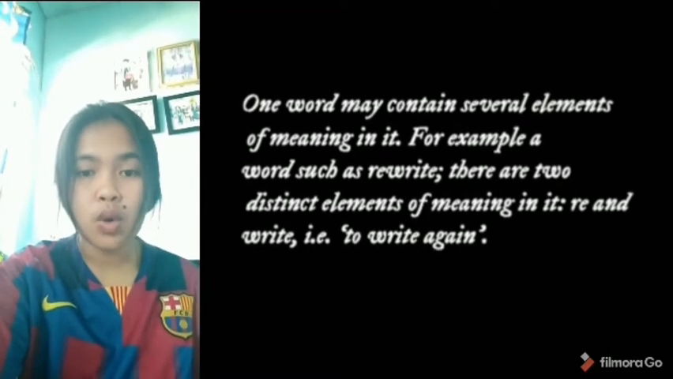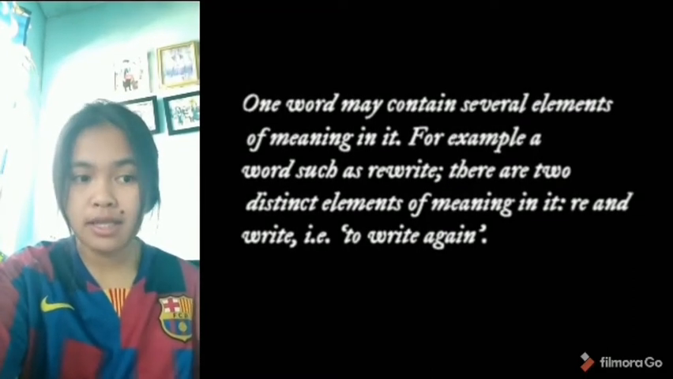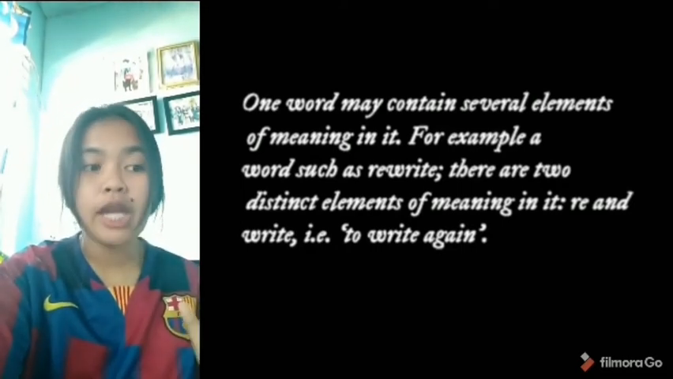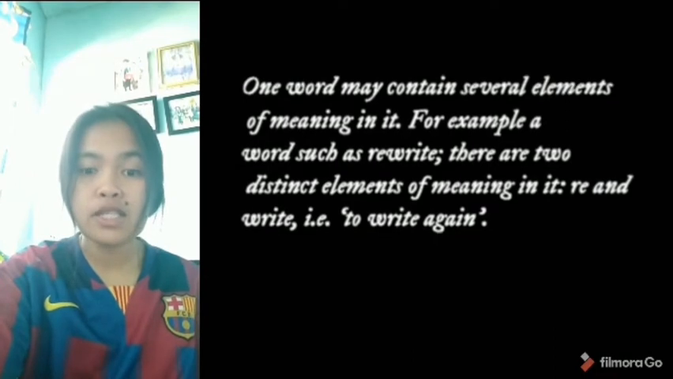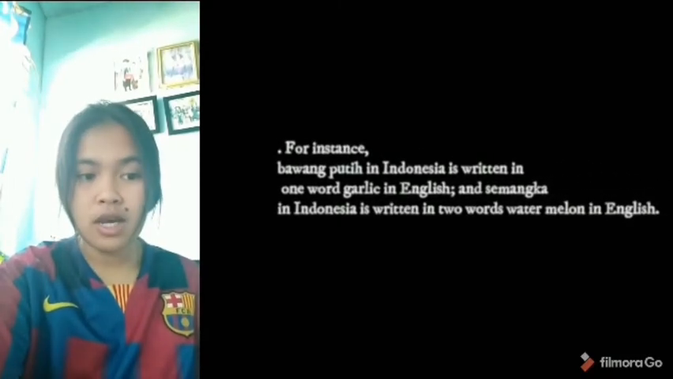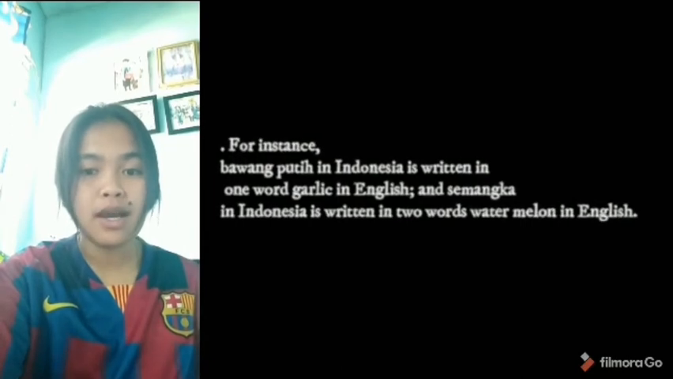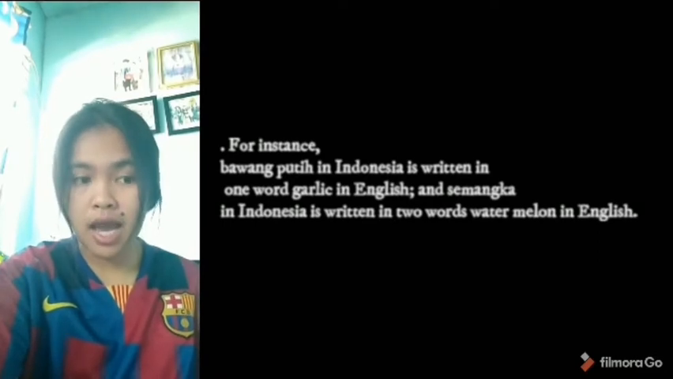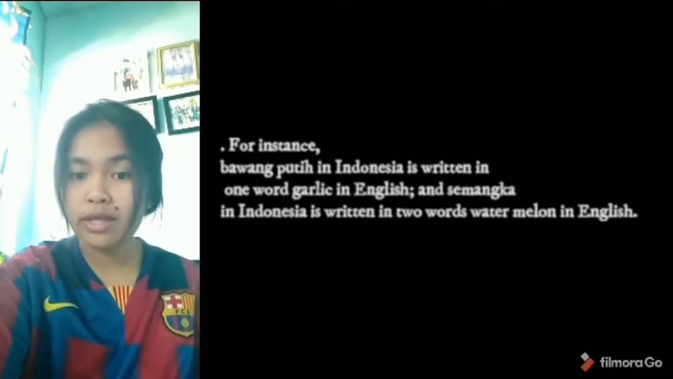For example, a word such as rewrite. There are two distinct elements of meaning in it, re and write, and the meaning is to write again. There is no one-to-one correspondence between orthographic words and elements of meaning across languages. For instance, bawang putih in Indonesian is written in one word, garlic in English, and semangka in Indonesian is written in two words, watermelon in English.